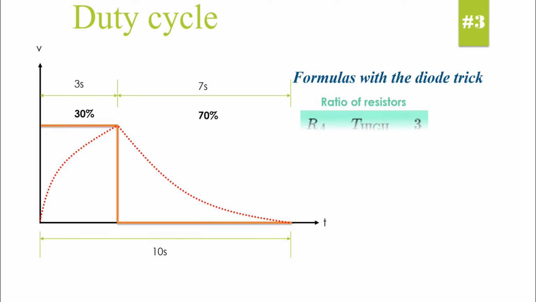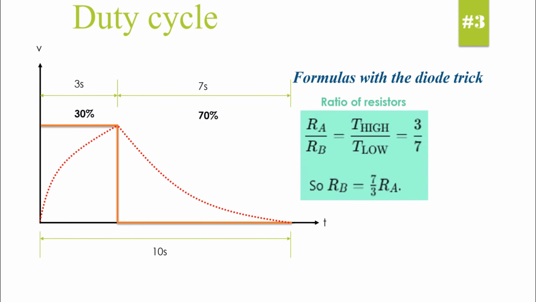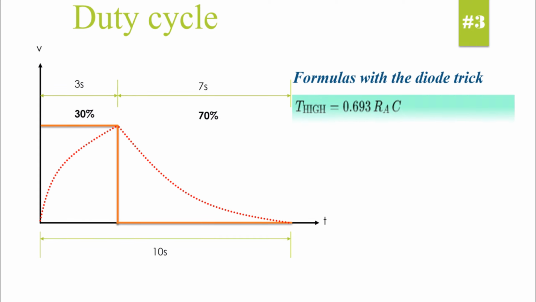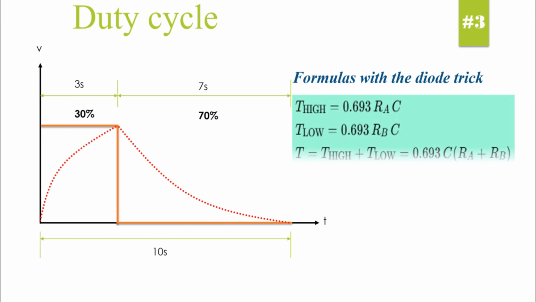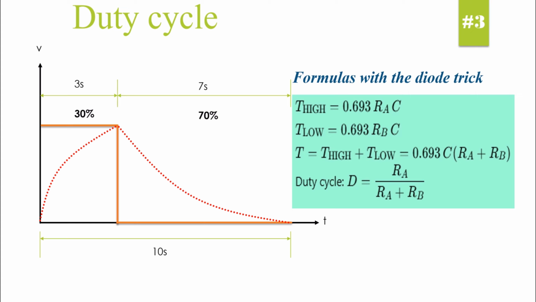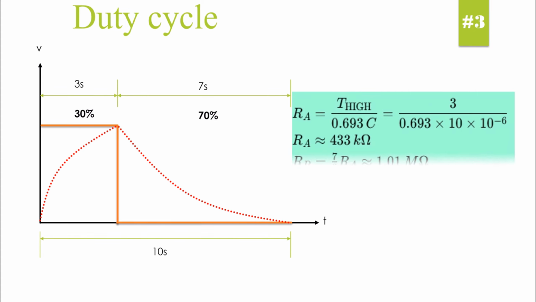With the diode, the ratio of RA to RB equals the ratio of on time to off time. So, RB is given by the ratio multiplied by RA. High time is given by 0.693 multiplied by RA and capacitance. Low time is given by 0.693 multiplied by RB and the capacitance. Summing the two will give you the total time. The duty cycle is the ratio of RA divided by RA plus RB.